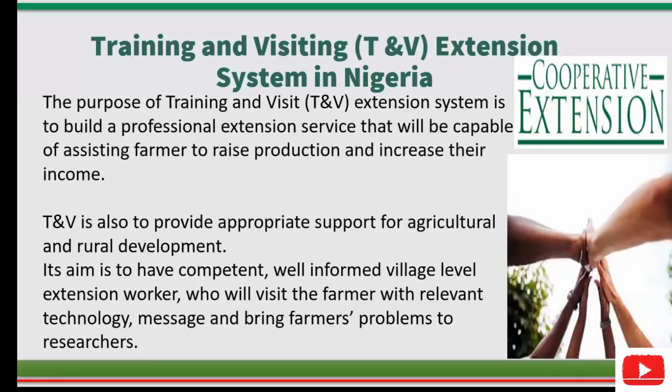T&V is also meant to provide appropriate support for agricultural and rural development. Its aim is to have competent, well-informed village level extension workers who will visit the farmers with relevant technology and messages, and bring farmers' problems to the researchers.